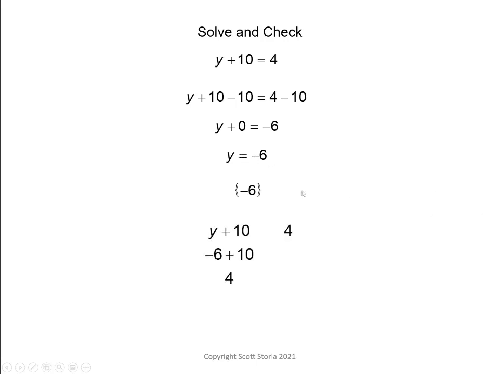Now to check our work, we go back to the original. Again, the left side was supposed to become 4. We substitute our guess here that maybe -6 will make that happen. And then when we add, we do get 4 on the left. And so since we have 4 on the left and the right, we know that our answer is the solution.